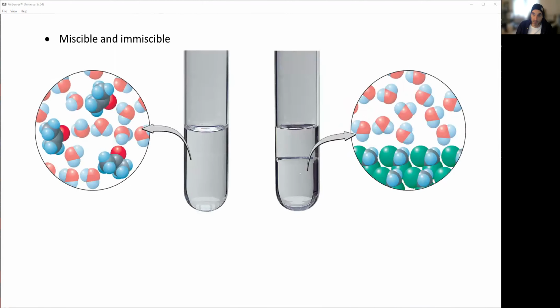So there's two new terms that I want to introduce. The idea of miscible. This is miscible.